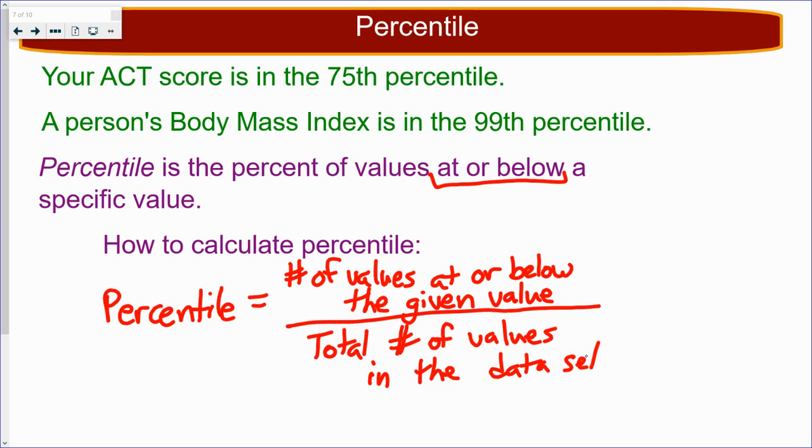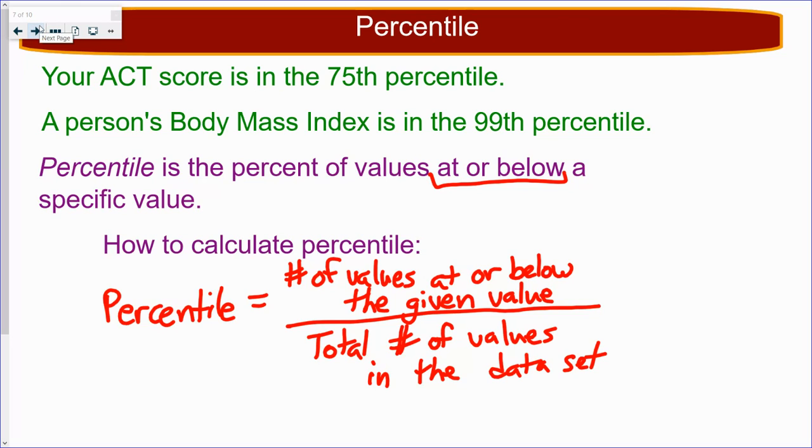data set. So if we're talking ACT score, there are hundreds of thousands of high schoolers who take the ACT each year, so that would be your denominator. And then your score, say you got a score of 25, then your percentile would be, you count how many scores were from 0 all the way up to and including 25. You're counting those values.